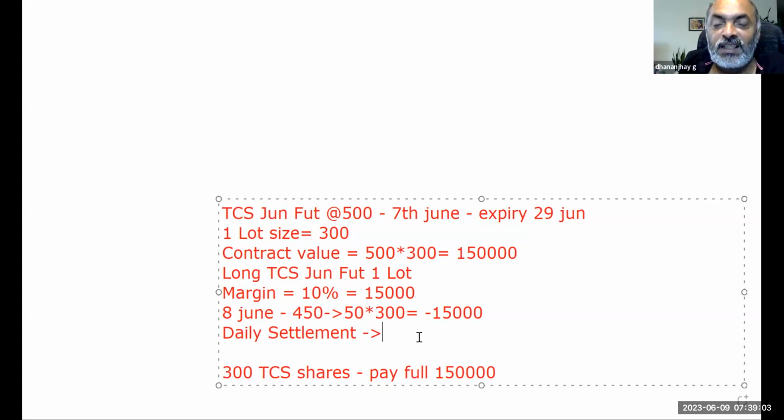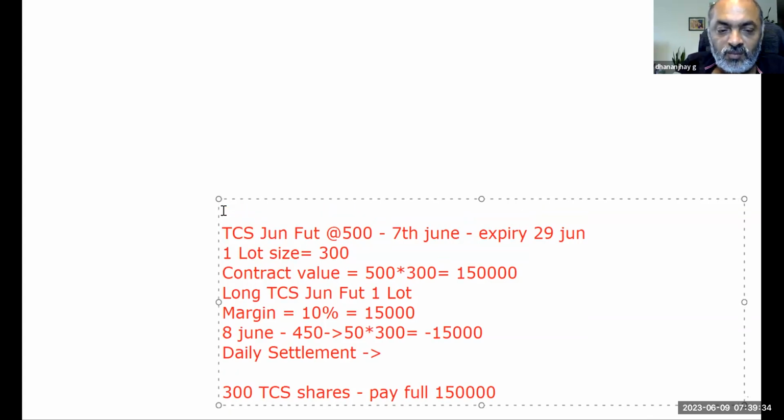So what is this daily settlement? Daily settlement means every day the stock exchange marks your position and sees whether you are getting profits or losses. If you are getting profits, your account will be credited. If you are getting losses, they will ask for additional margin. Now, in this case, suppose some person, some Anand, has done this transaction.